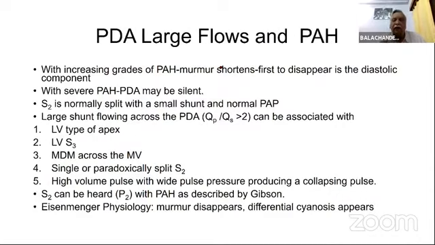So the characteristic of PDA is that there are multiple clicks. And if there's a large flow PDA, then you will have the following things. You have an LV type of apex, you have an LV S3, you have a mid-diastolic murmur across the mitral valve, a single or a paradoxically split S2, and a high volume pulse. And once you have Eisenmenger, the murmur may disappear or there may be a differential cyanosis. Next slide.